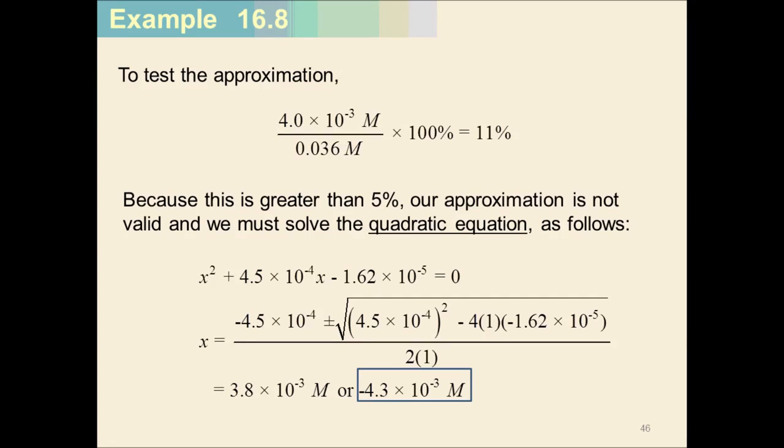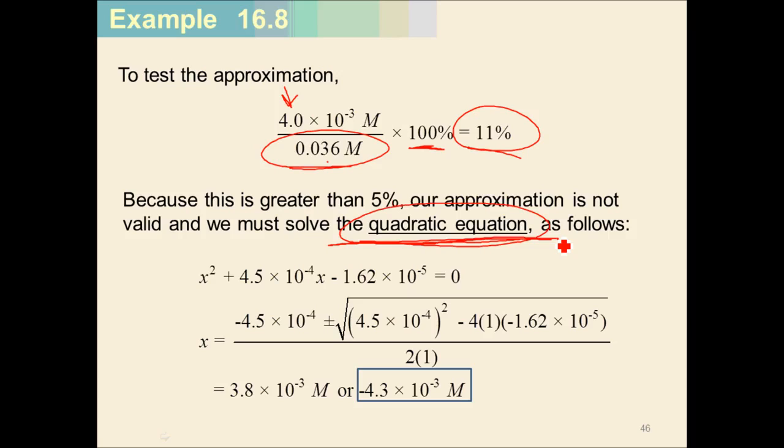Now again, you can test this approximation. Was it okay to drop the x from the expression? We'll take the 4 times 10 to the minus 3rd and divide by 0.036, that initial concentration, times 100. That's 11%. We only want less than 5% for the approximation. So you cannot finish these problems that easily. We wanted to give it a shot that you would just ignore the x, but you cannot. Therefore, we need the quadratic equation again.